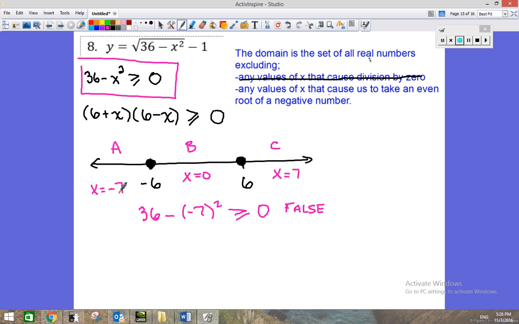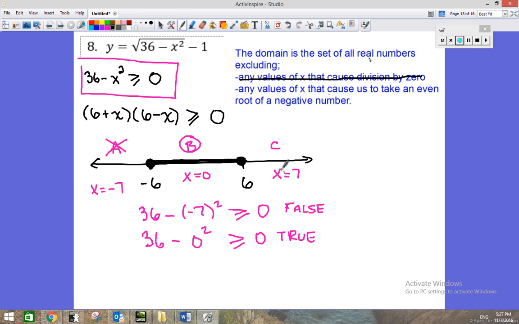So therefore, since negative 7 doesn't satisfy this inequality, all of the test points in region A would not satisfy it. So I don't shade that in my domain. Now I use the test point 0. I've got 36 minus 0 squared. Well, 36 minus 0 is 36, and 36 is greater than or equal to 0. That's a true statement. So I'm going to shade in all of these values between negative 6 and positive 6, because if they're true for my test point 0, they're going to be true for any point in region B.